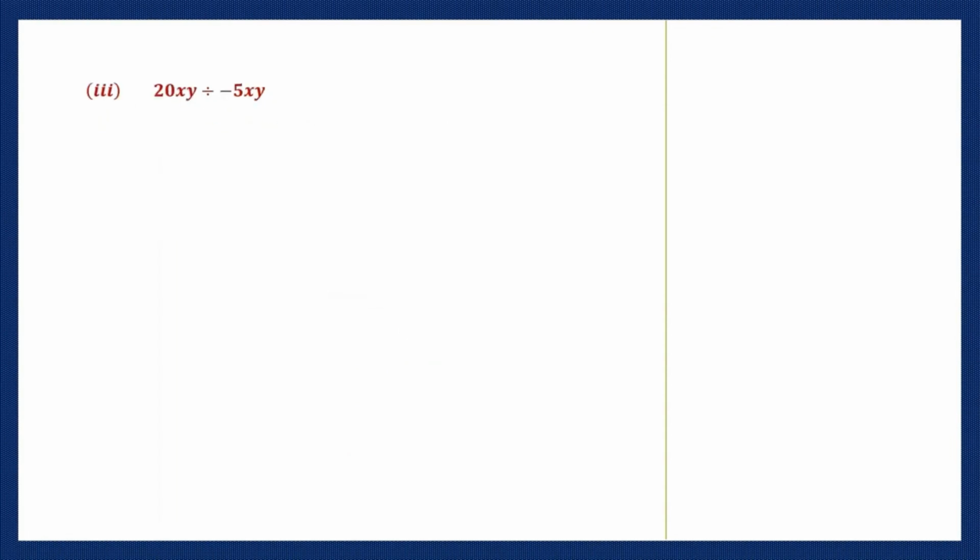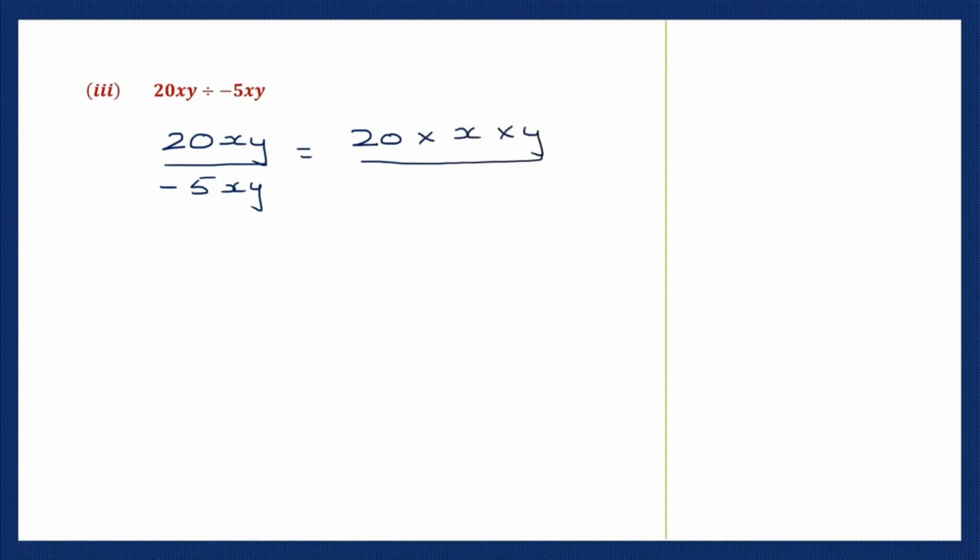Next question, 20xy divided by minus 5xy. So let's write that down, 20xy divided by minus 5xy. Let's be careful with the signs now. So 20 into x into y divided by minus 5 into x into y. So again, we're going to cancel and then use the exponent law also.